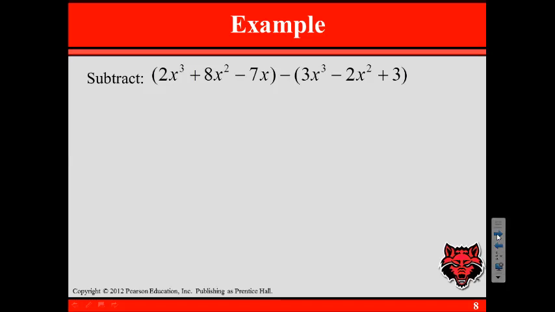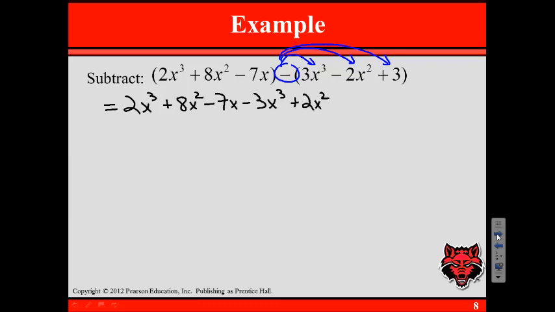In the next example, we are also subtracting two polynomials. So remember the first step is to move the minus sign through the polynomial that's being subtracted in order to change all of those signs. As we do that, we will drop parentheses, and that will give us 2x cubed plus 8x squared minus 7x. Now, in the second polynomial, we change signs, so minus 3x cubed plus 2x squared minus 3.